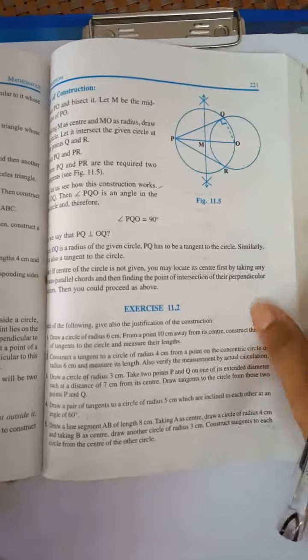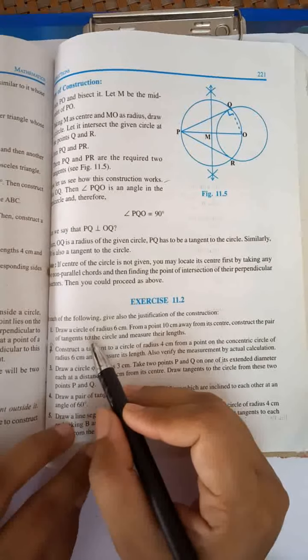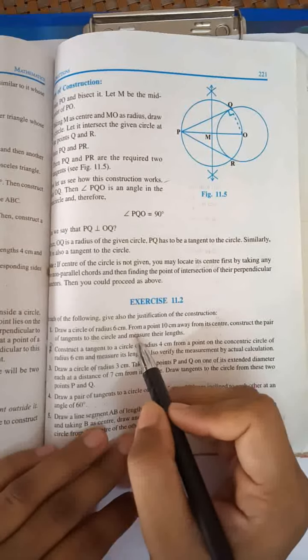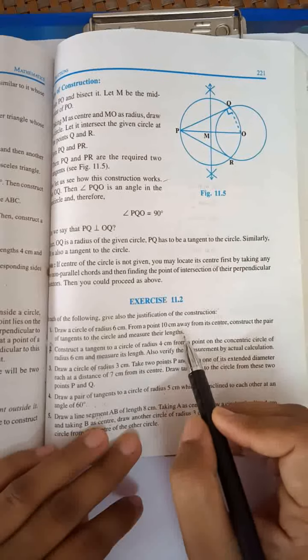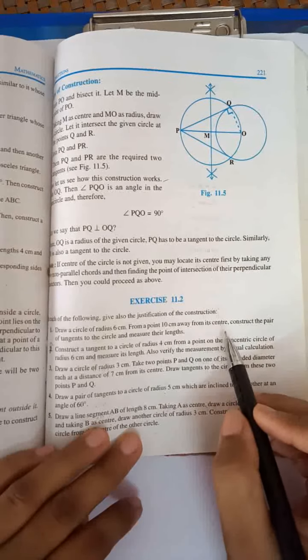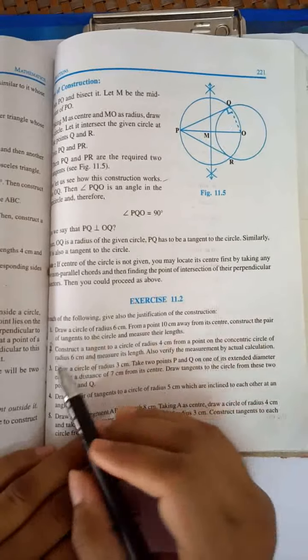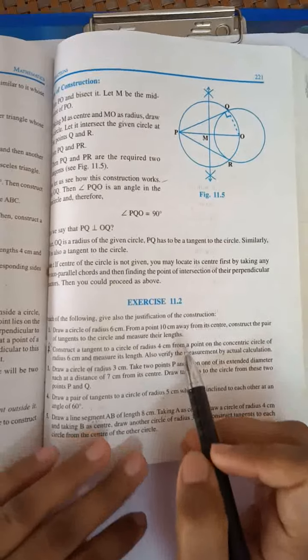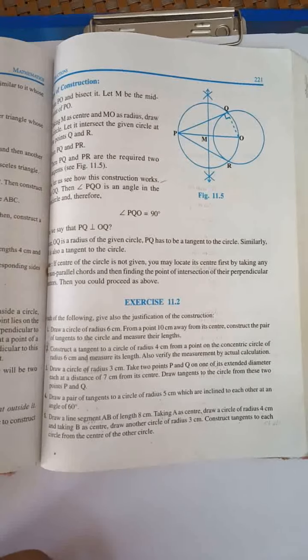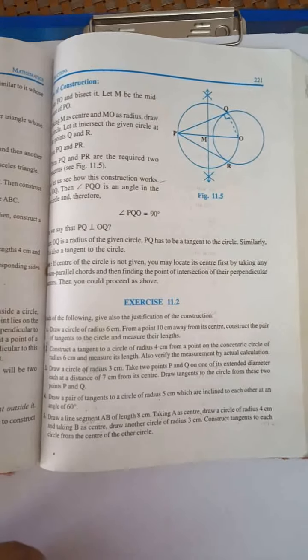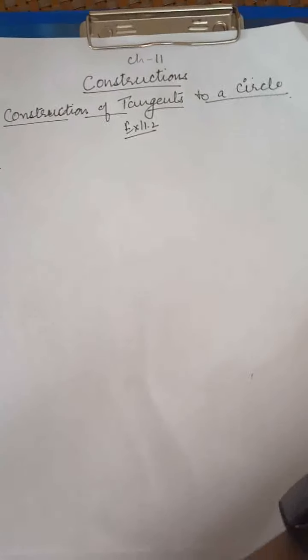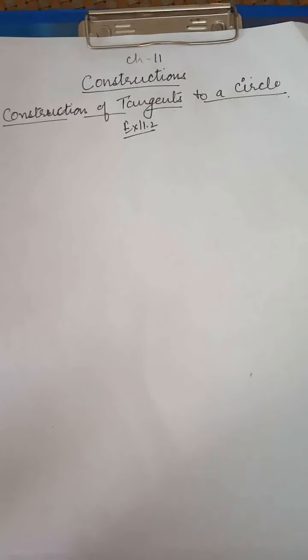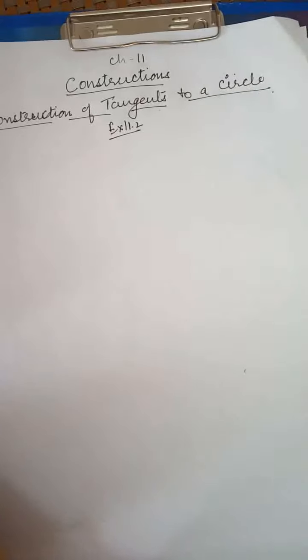Question number 1 is: draw a circle of radius 6 cm. From a point 10 cm away from its center, construct the pair of tangents to the circle and measure their lengths. So, yes, students, first of all, what do we have to do? We have to draw a circle whose radius is 6 cm. For that we require two things: one is the compass and the other is a scale. And yes, pencil and eraser also.